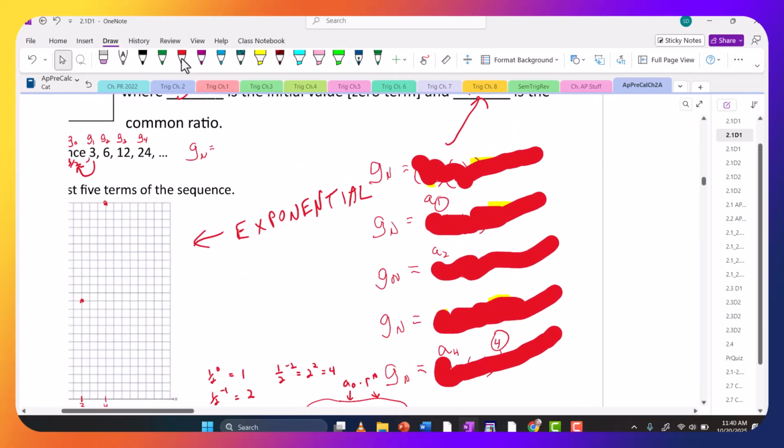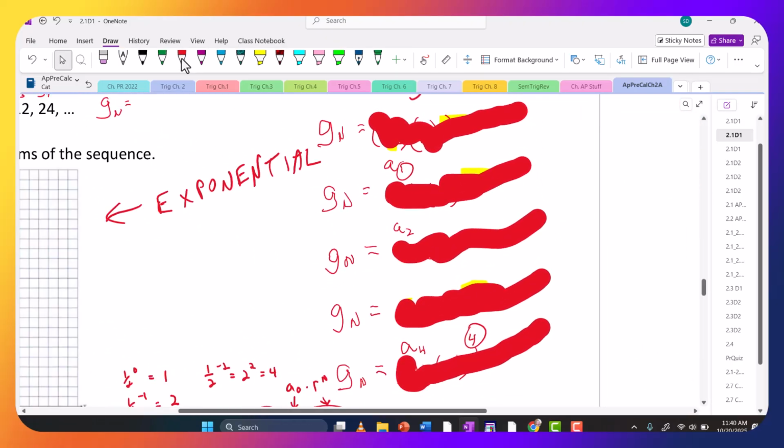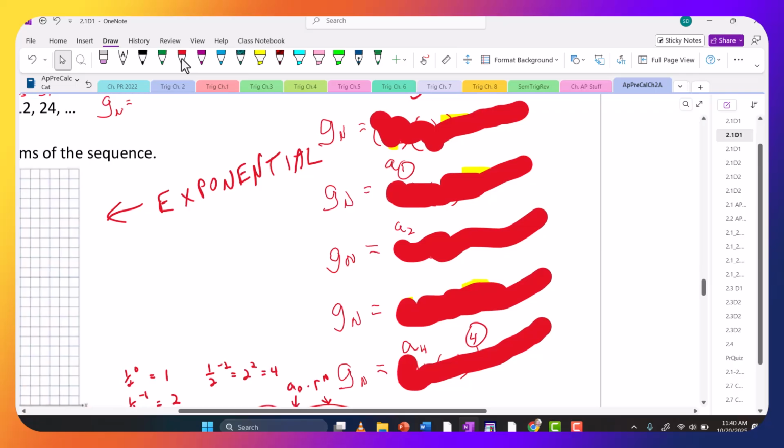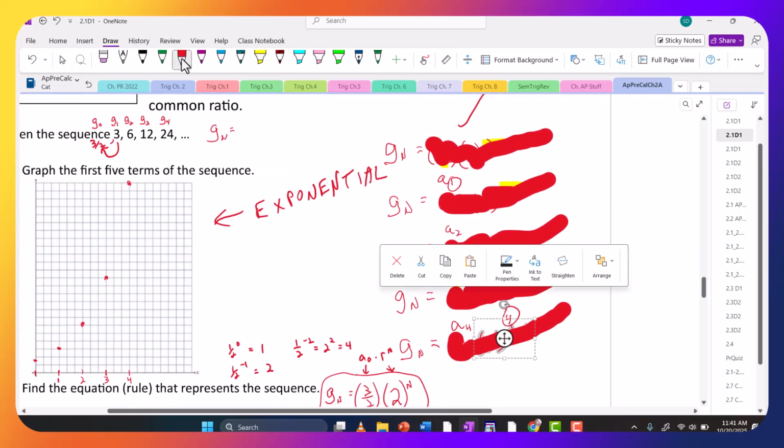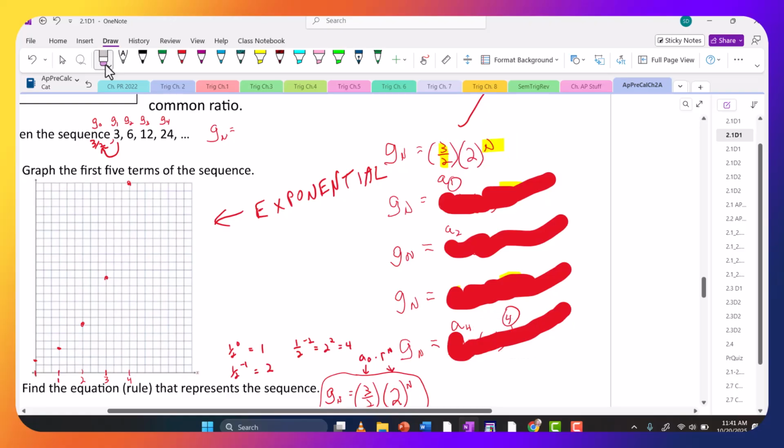And then do this again, right? 5 different formulas for this connection here. The first one is going to be the one that we wrote. And that is, if I'm dealing with the 0th term, then that's a sub 0 times that r value raised to the nth power.